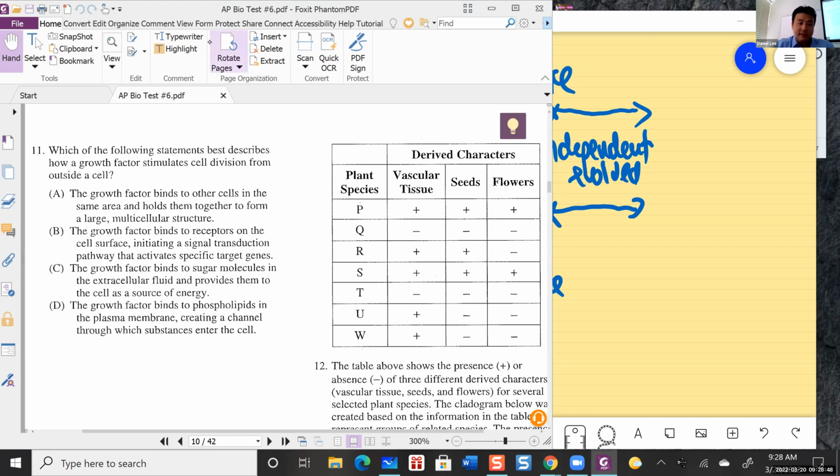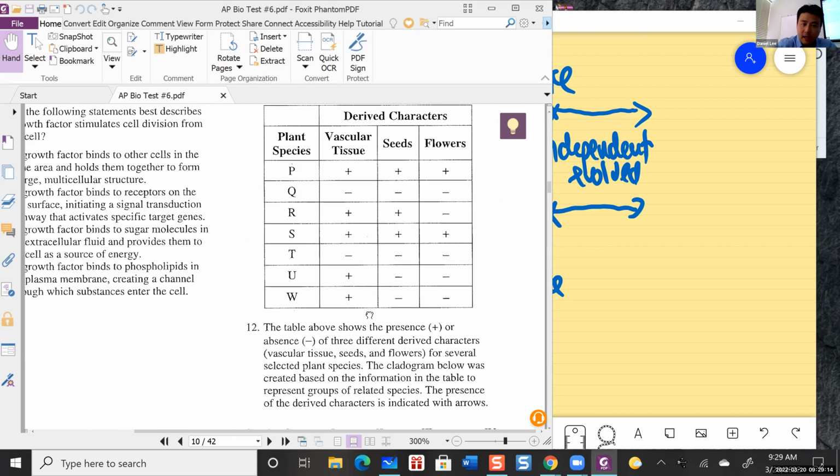This is how signal transduction works, and that's how growth factor works. Okay. So most of the hormones work this way. So make sure you know receptor binding, signal transduction involves secondary messengers and a cascade of reactions, and then finally leads to cell response, which is the turning on of a gene. Okay. That's 11. 11 is B.